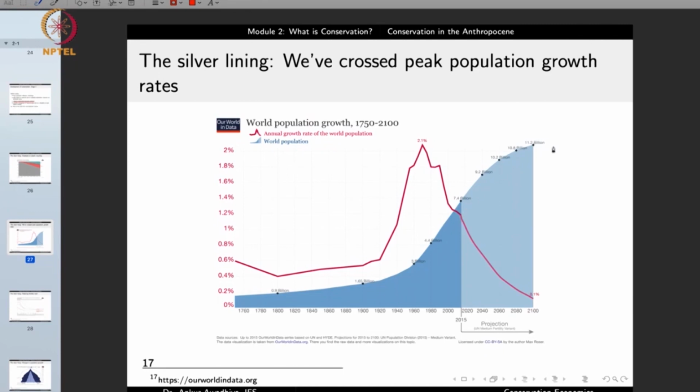And so we can now project that the world population will stabilize at around 10 or 11 billion people. The rate of population growth is determined by the slope of this curve. The slope of this curve was very high in this region, and it goes on decreasing when we reach here. So the slope is less, and we are right now in the middle. We have already crossed the peak population growth rate, and the growth rate of population is now going down, which is good news.